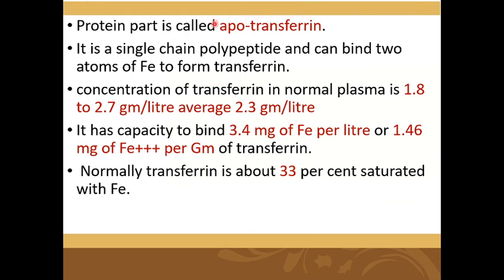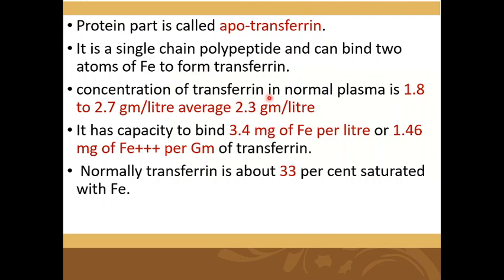The protein part is known as apotransferrin. Apo, that is the protein part, and then iron is combined, and then the transferrin is formed. So the protein containing iron is called transferrin. It is a single chain polypeptide, and can bind two atoms of iron to form transferrin.